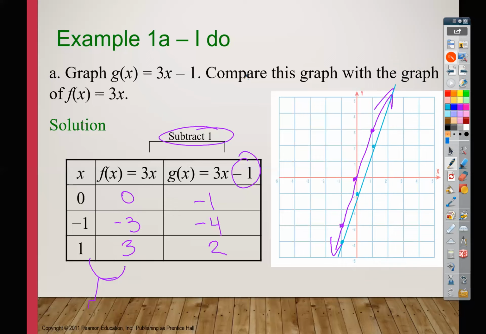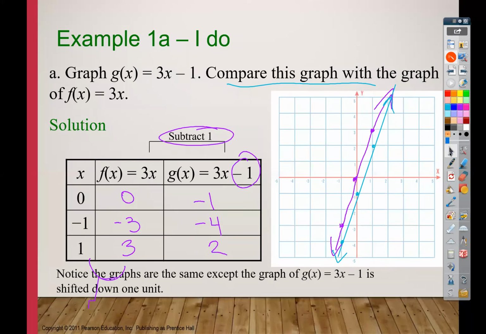The only thing different, so we're comparing, okay? The 3x minus 1 is shifted down vertically by 1. So notice the graphs are the same, except it's shifted down 1 unit.